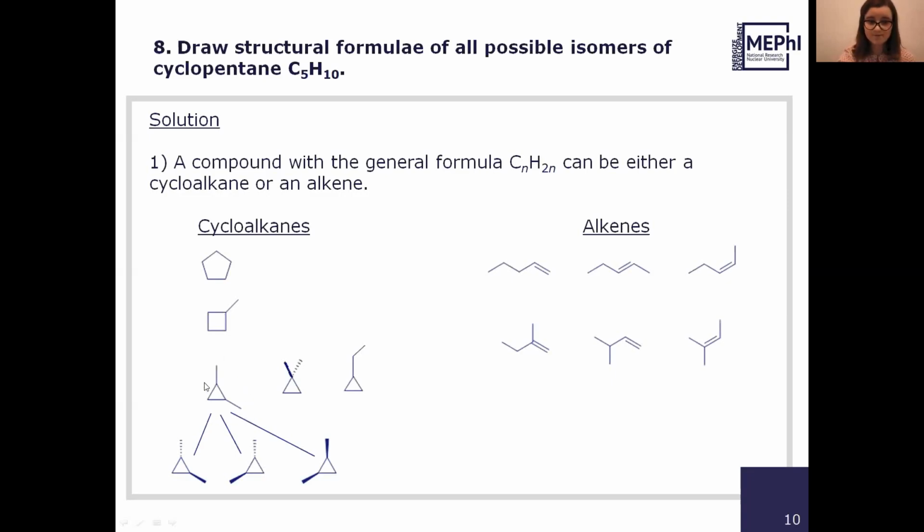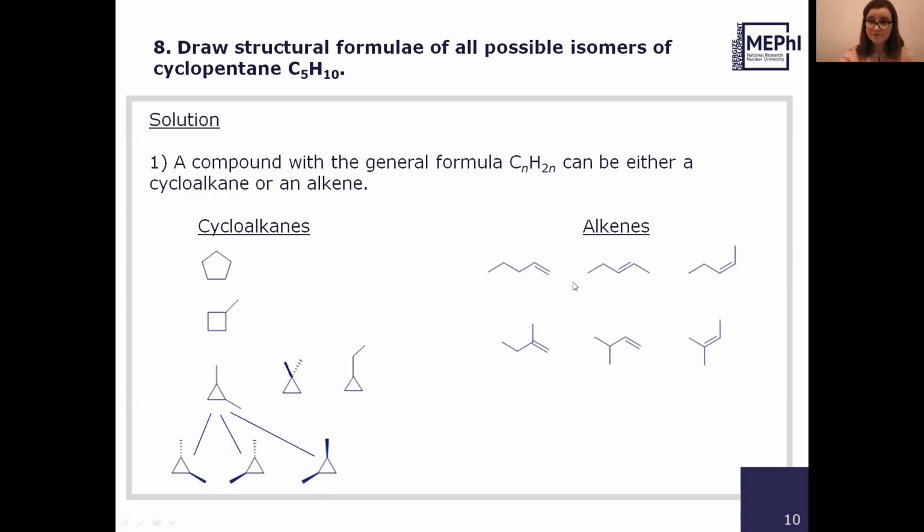And for this structure, several stereoisomers are possible. So these 2 structures are enantiomers with respect to each other, and this structure is diastereomeric to both this structure and this structure.